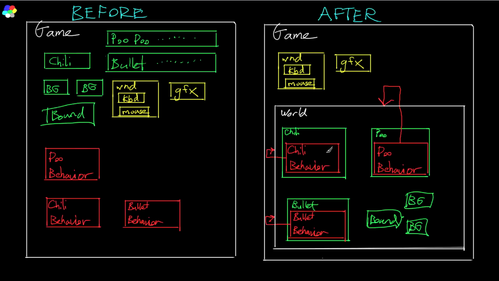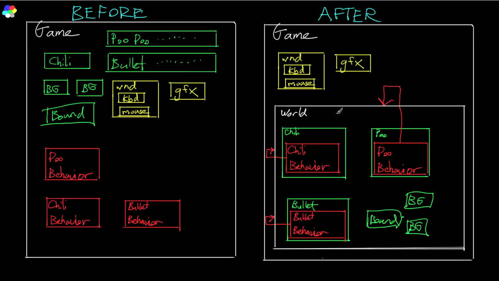Now what we're going to move towards is we're going to organize all the stuff that is in the world of our game into a world class. So you're going to have a world object, and that world object is going to contain the chili, the poo, the bullets, and the boundaries, the background, everything like that. And that will be owned by the game. And there are two main reasons for doing this.